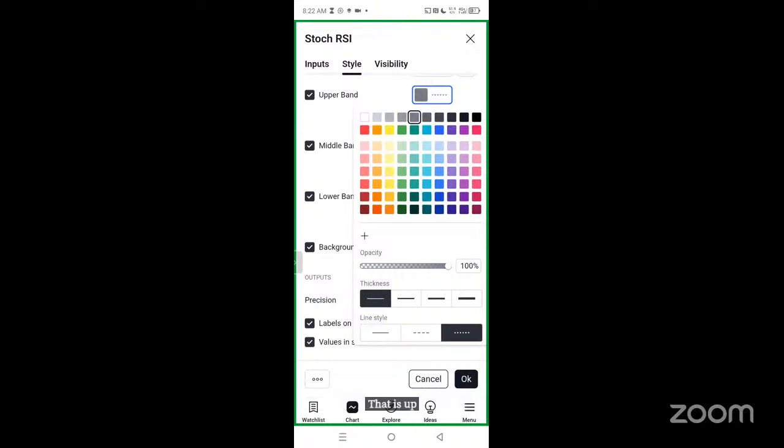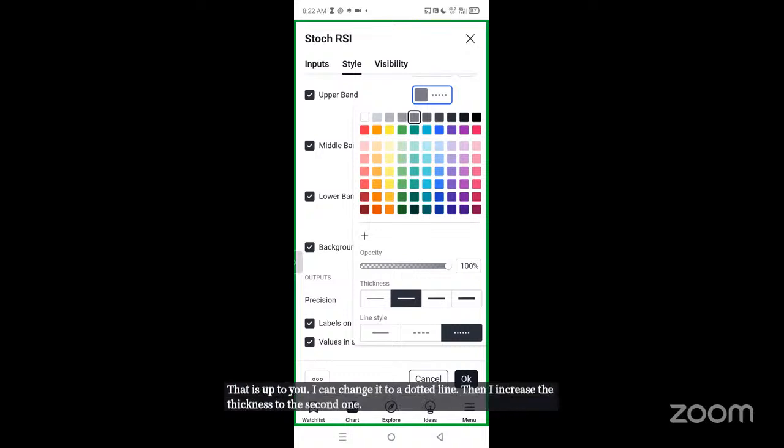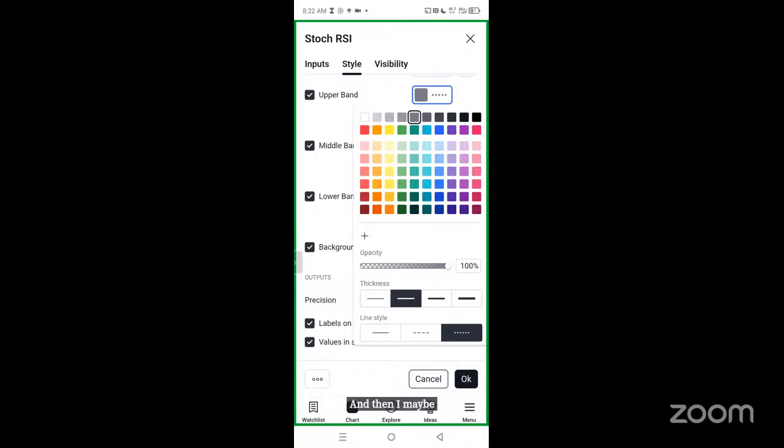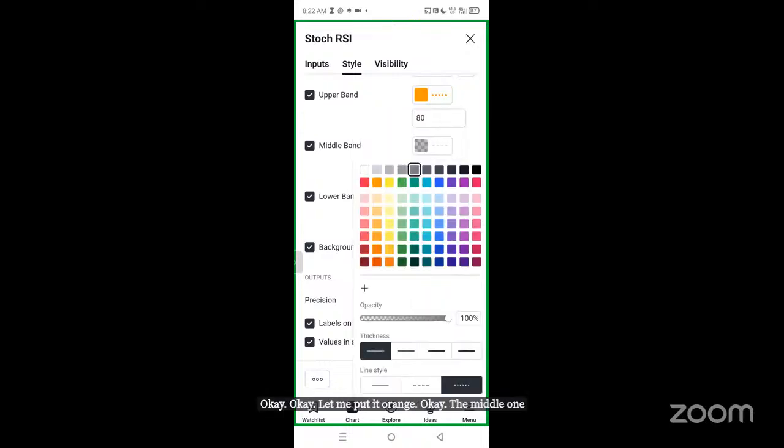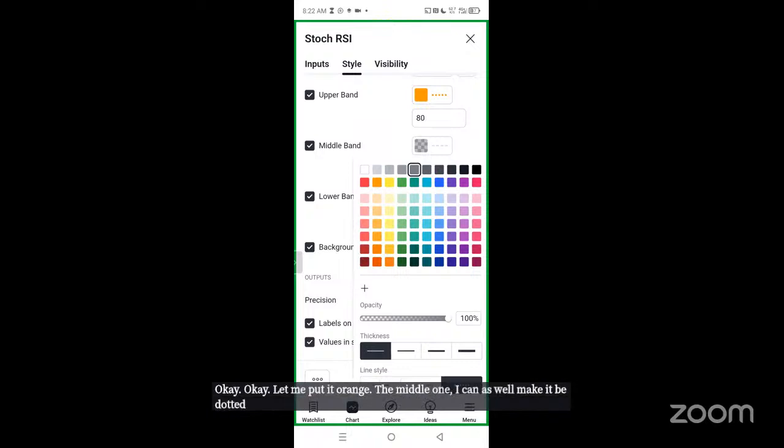I can change it to a dotted line. Then I increase the thickness to the second one. And then I maybe maintain the color. I can make the color red. Okay, let me put it orange. The middle one, I can as well make it dotted. Then I put it maybe to be black.